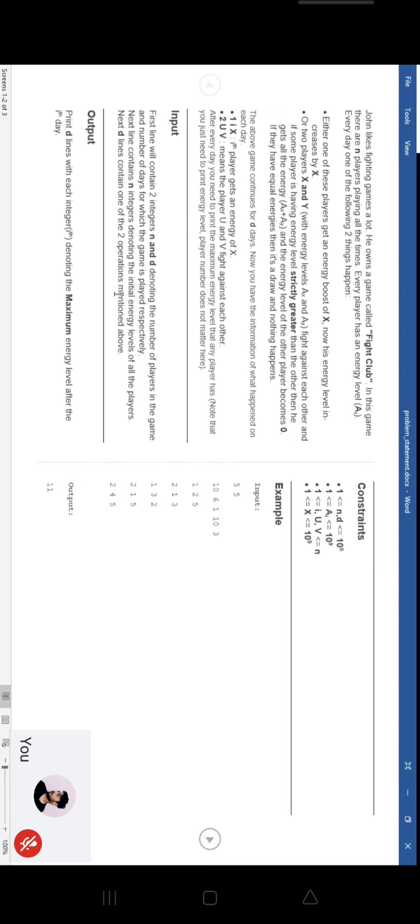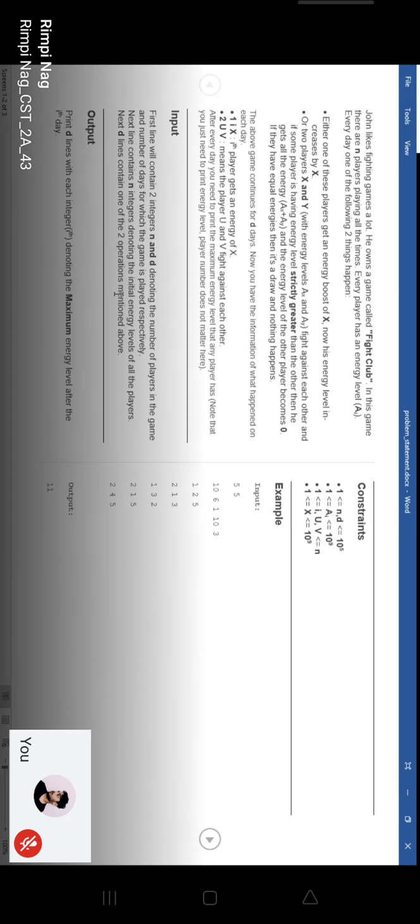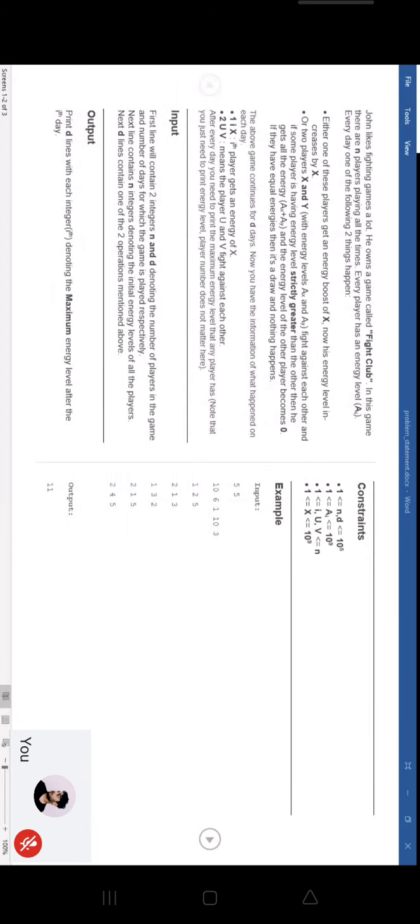Now the second operation. In the second operation, what you need to do? You need to write 2 space u space v. u and v are basically the players. Instead of u and v, it might happen that it is the second and fifth player. That means the fight will continue between the second and fifth player. u and v obviously will be integer values.